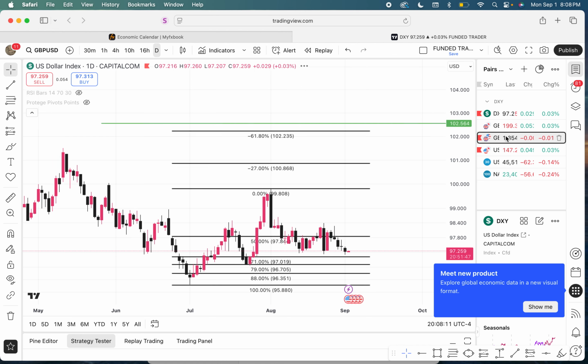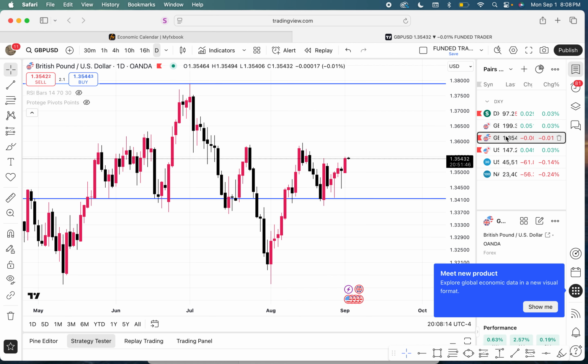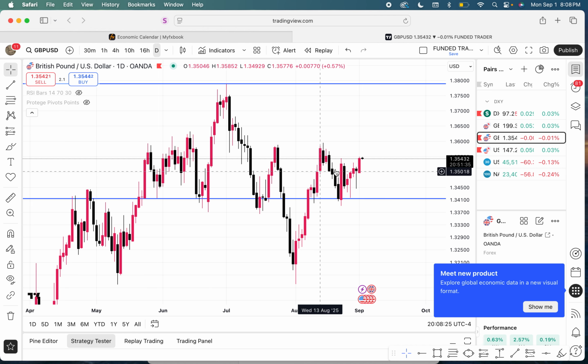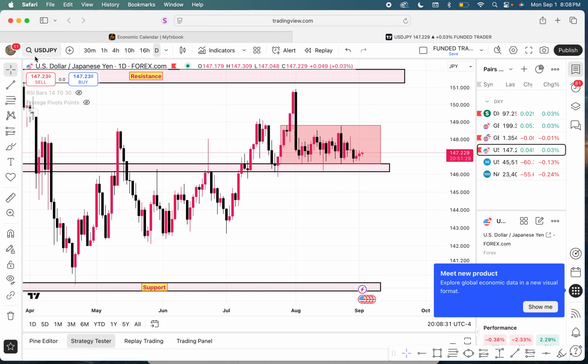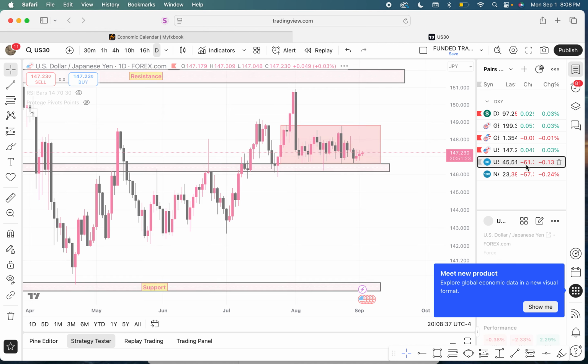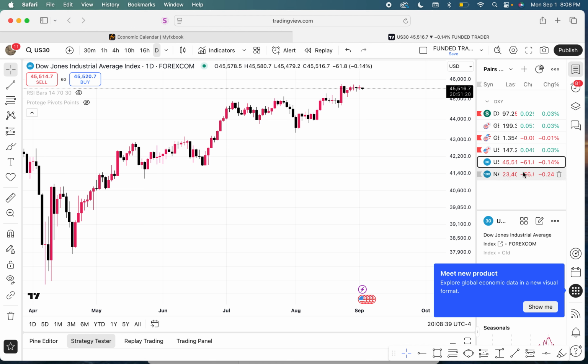So GBP USD has the dollar in it. GBP stands for Great British Pound. USD, United States dollar. So that's one of my pairs I trade, but I don't have it marked up. And then USD JPY. So it's the dollar and the Japanese yen. The rest of these are US 30 and NAS. Those are indices. Actually, let me separate those.